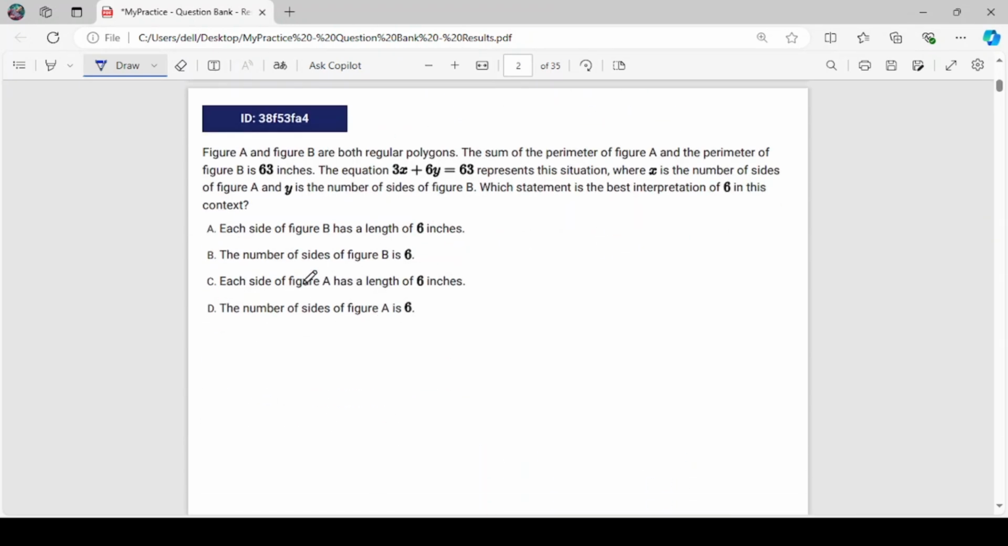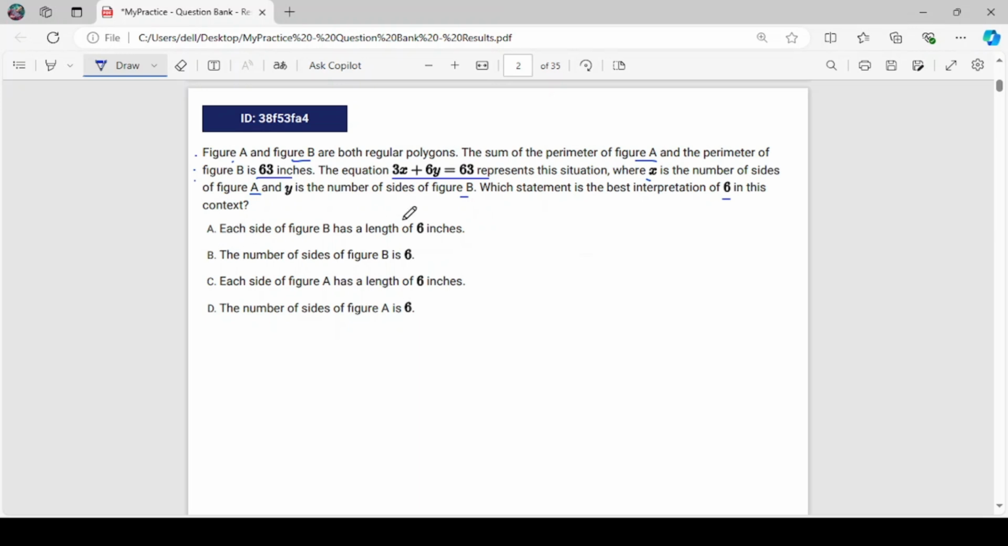Next question. Figure A and figure B are both regular polygons. The sum of the perimeter of figure A and the perimeter of figure B is 63 inches. The equation 3x plus 6y equals 63 represents this situation, where x is the number of sides of figure A and y is the number of sides of figure B. Which statement is the best interpretation of 6 in this context?